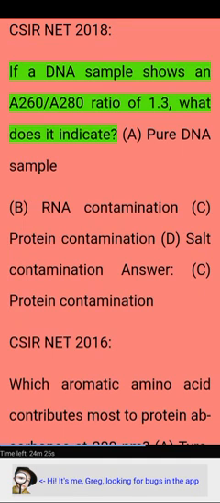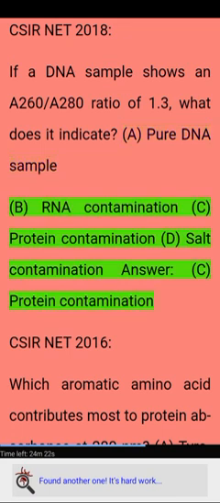CSIR NET 2018. If a DNA sample shows an A260/A280 ratio of 1.3, what does it indicate? A. Pure DNA sample. B. RNA contamination. C. Protein contamination. D. Salt contamination. Answer: C. Protein contamination.